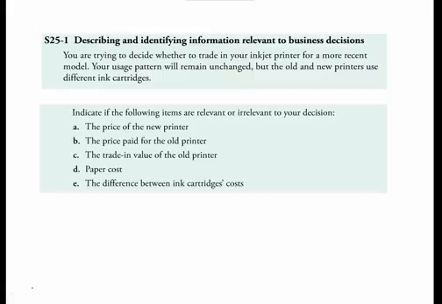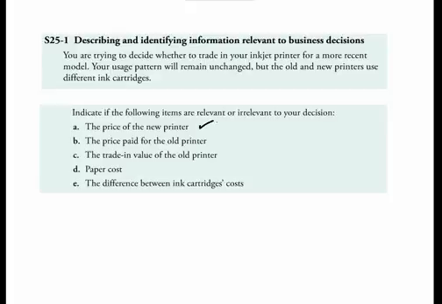Here's a quick problem. These are in the demo problems, just so you see. You're thinking about buying or trading in your inkjet printer. I don't know anybody that trades in a printer, but for a more recent model. Your usage will remain unchanged, but the old and new printers use different cartridges. So we want to say whether each of the following is relevant or irrelevant.